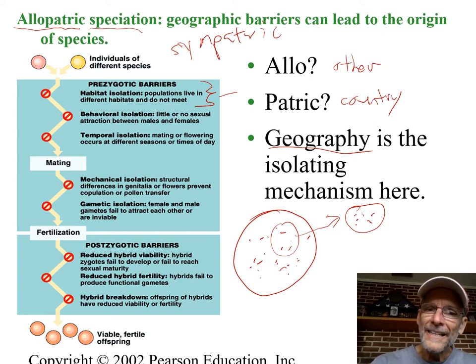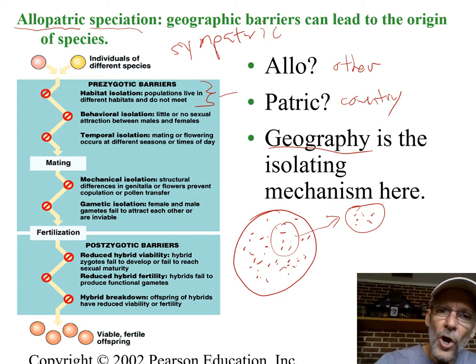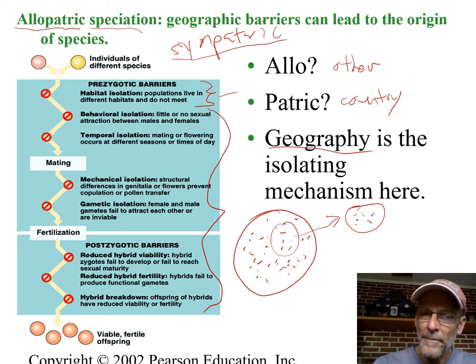However, they don't have to separate physically for this to happen. To be isolated, they can still be living in the same basic area and still potentially bump into each other. But all these other things now might isolate them. All the rest of this list will set the stage for sympatric speciation because they're in the same country, literally, sympatric. They're in the same area. They're not physically isolated, geographically not physically isolated. Something else is isolating them. So that's kind of how to break that down.